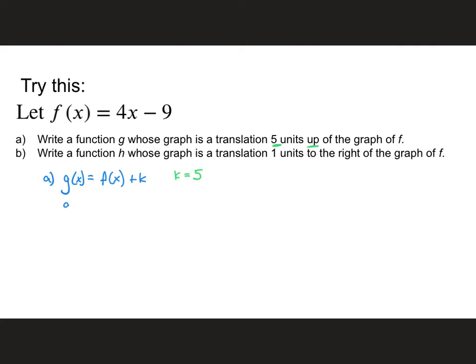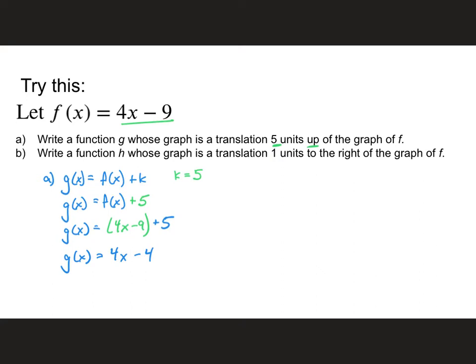All right, so we'll rewrite our function. g of x is equal to f of x plus k, plus 5. So g of x is equal to, what's f of x? f of x is the function 4x minus 9. I get that up here, okay, plus 5. And then I'll combine my like terms, and I'll end up with 4x minus 9 plus 5 will give me 4x minus 4.